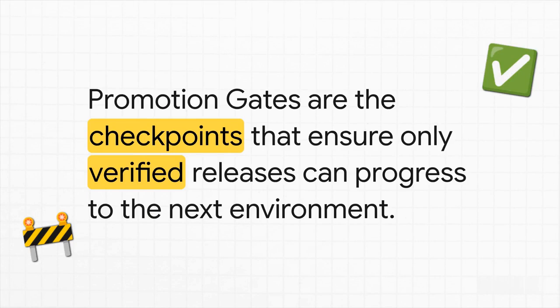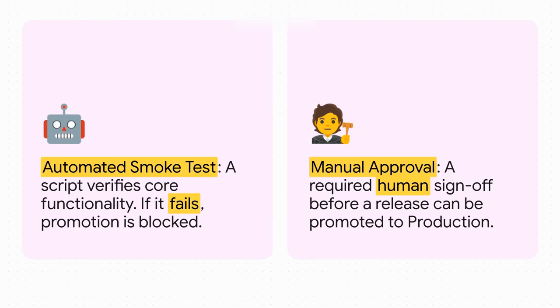So you might be wondering, what actually stops a bad release from getting to users? Well, the answer is promotion gates. You can think of them as these critical checkpoints that a release absolutely has to clear before it can advance to the next, more sensitive environment. And we really use two main types of these gates. Between dev and staging, we can use an automated smoke test. That's just a script that checks the core functionality. If that fails, boom, the promotion is blocked automatically, no human needed. But for that final jump to production, we require a human sign-off. This makes sure that a person is accountable for that final decision to go live.